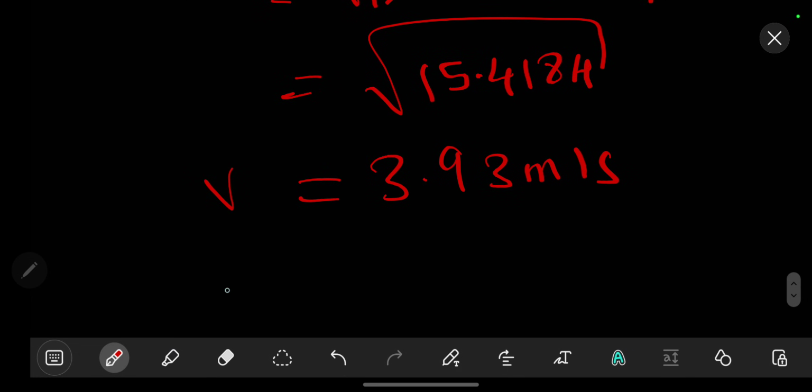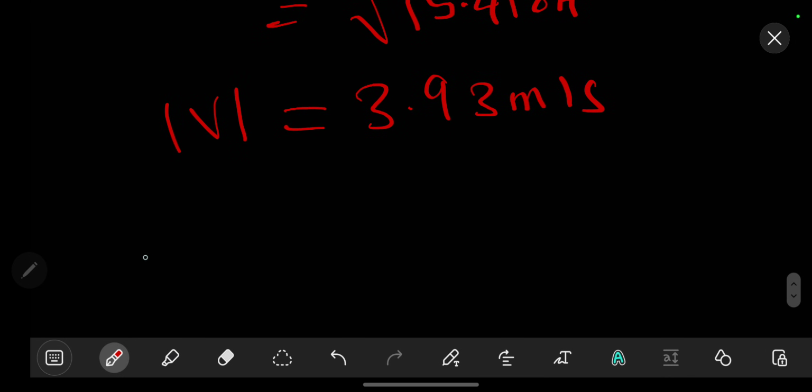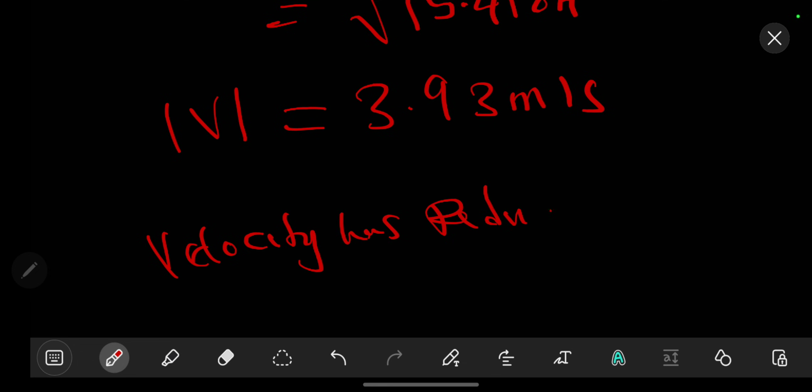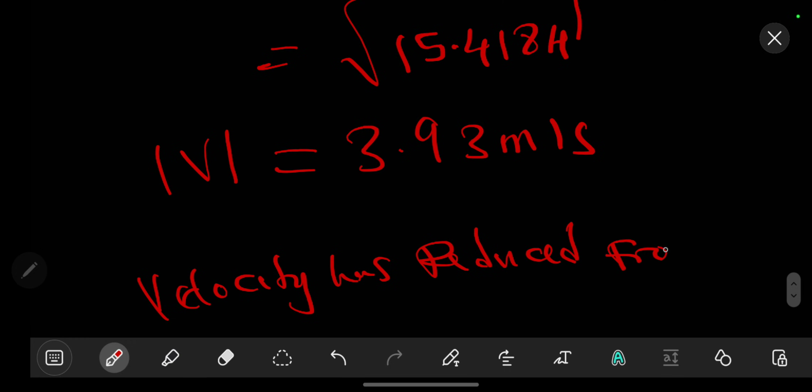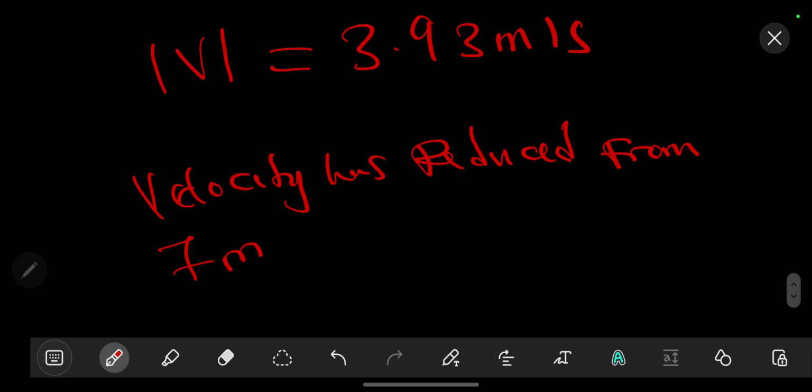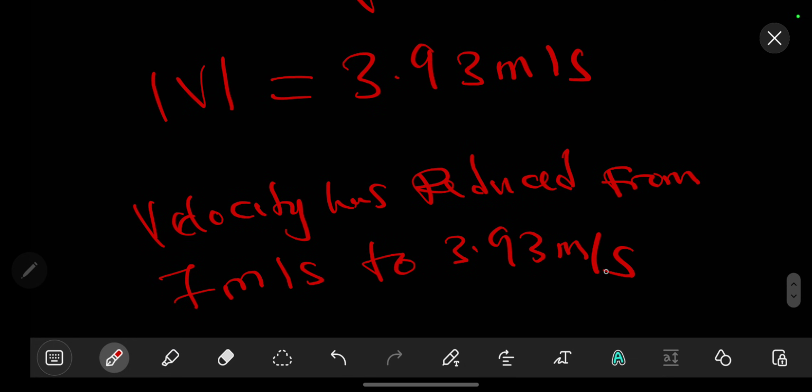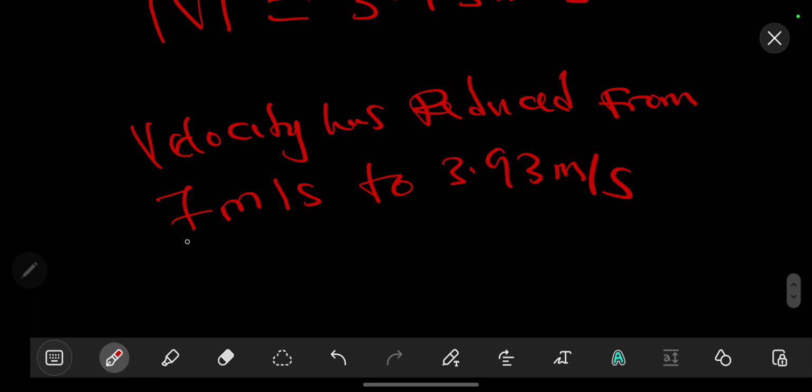Now to compare, we say that the velocity has reduced from 7 meters per second, which was the velocity of projection, to 3.93 meters per second. So this is how we answer that one. We use the velocity of projection, which was 7, and the velocity with which it struck, which was 3.93 meters per second.